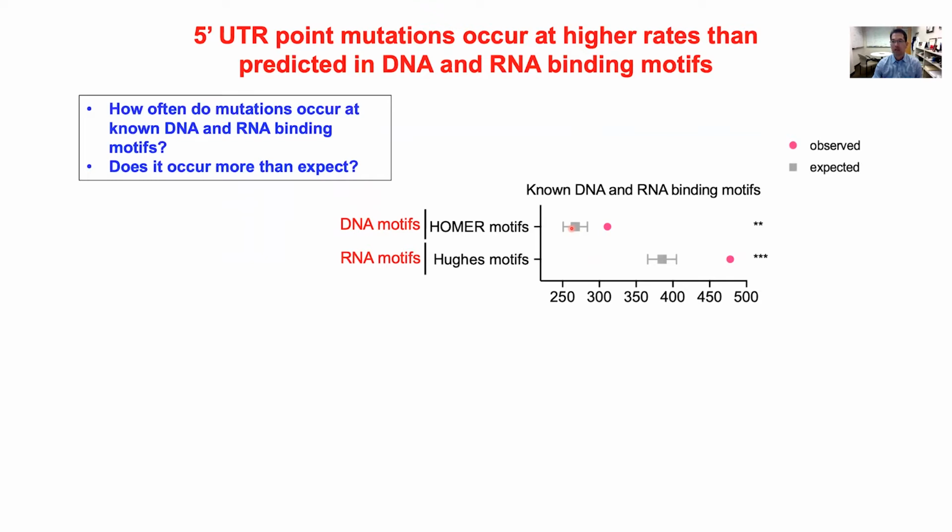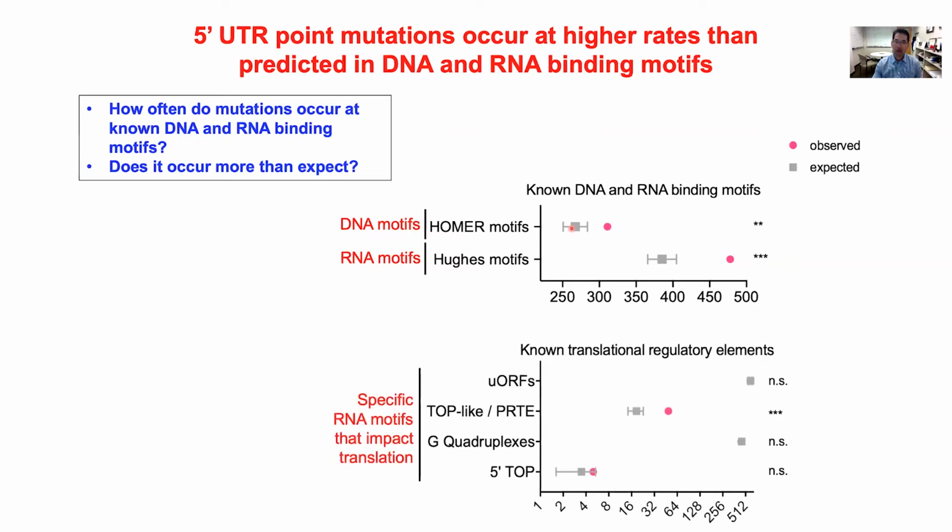Now, we wanted to know whether this was a class effect or was happening to specific motifs. So we looked at RNA binding motifs that have been described. We found that it wasn't an overall effect on every single RNA motif, and certain motifs were being affected. Here, we found that TOP-like or PRTE sequences had more mutations than we expected by chance, but this was not the case for uORFs, G-quadruplexes, and 5' TOPs.